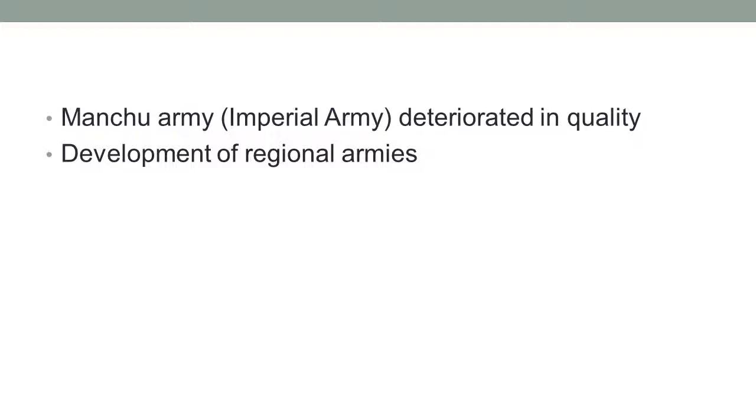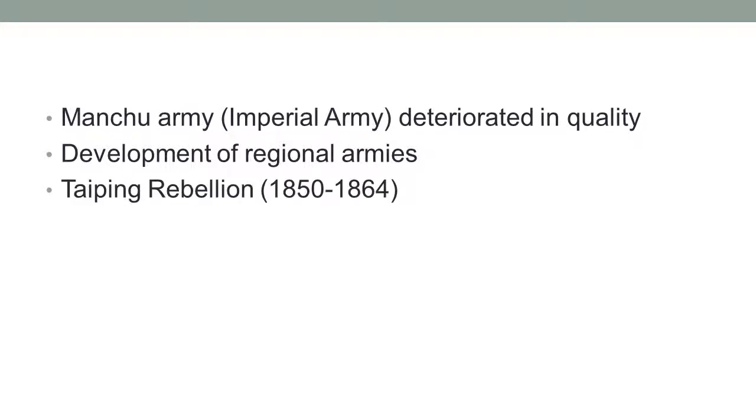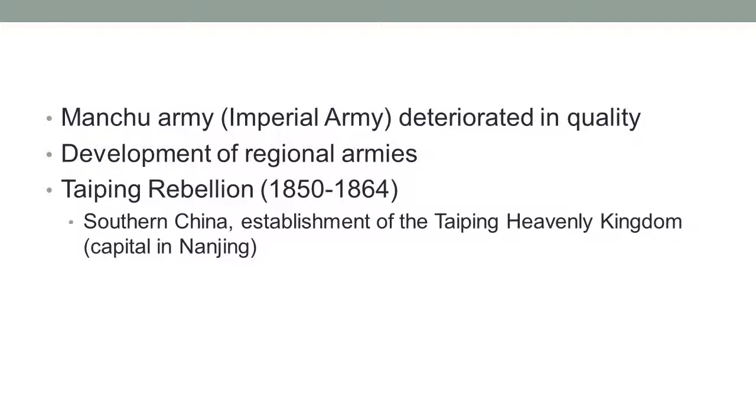destabilizes the society. One of the first things that happens is called the Taiping Rebellion, which happens from 1850 to 1864. I told you we were going back a long way. And you can also consider this a civil war. Essentially, what happened is it happened in southern China, and there was a rebellion against the central government, and they established something called the Taiping Heavenly Kingdom, and the capital is in Nanjing.